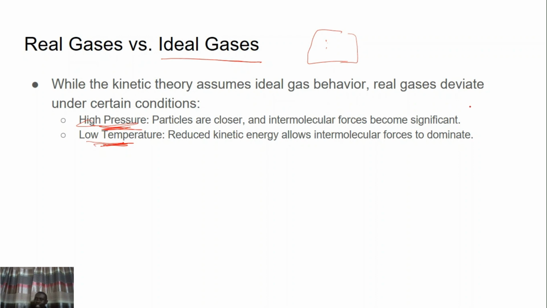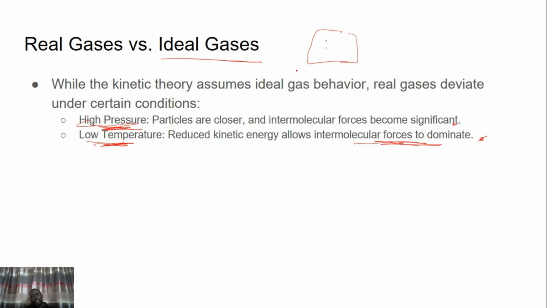Don't forget that in the kinetic theory of matter, it is assumed that the molecules of gases have negligible force of attraction between them. But at high pressure, this is not true. So if you want to apply the kinetic theory of matter, it shouldn't be at high pressure, especially for a gas. Also at low temperature, there is reduced kinetic energy, and when there is reduced kinetic energy, this allows intermolecular forces to dominate. So this will violate the kinetic theory of matter.